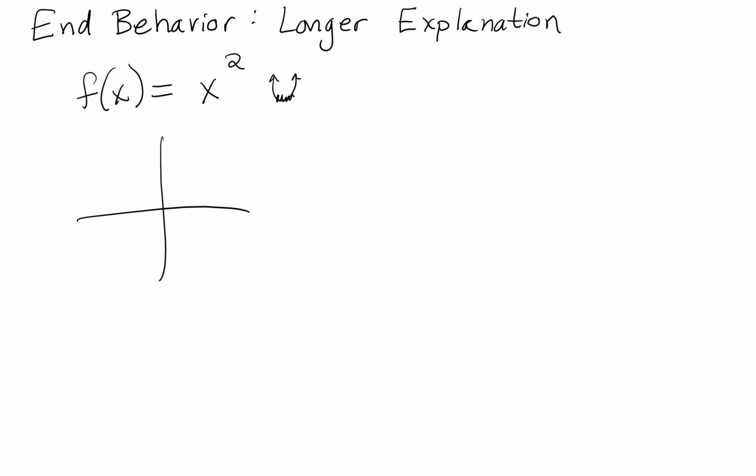If I wanted to figure out what was happening with this function at the ends of the graph in each direction, I might want to try plugging in a big number. So let's say I wanted to try plugging in, let's say 20. So I would have 20 squared. That's going to be 400. So we can see, obviously I'm not going to be able to graph this, right? But if I go all the way out to 20 in this direction, then I know that I'm going to get a point that's way, way up here.